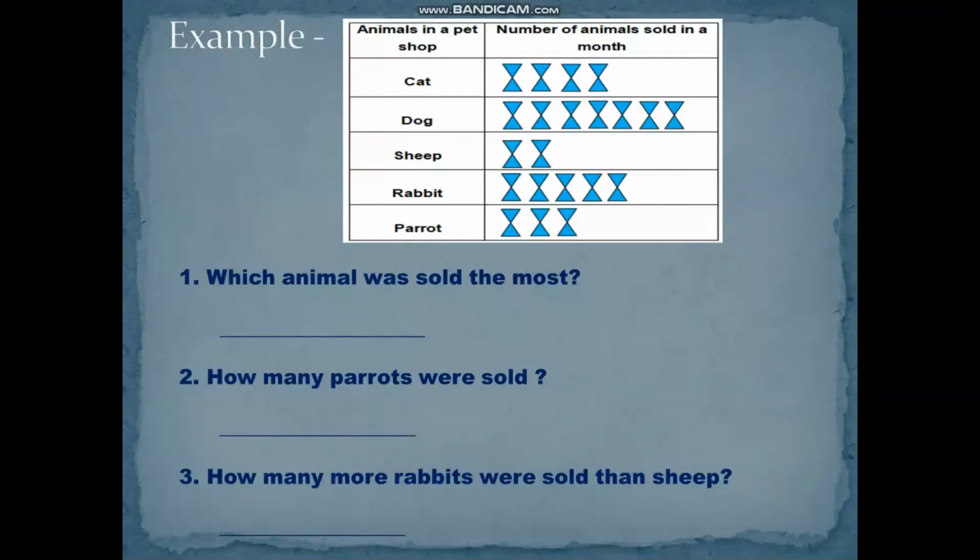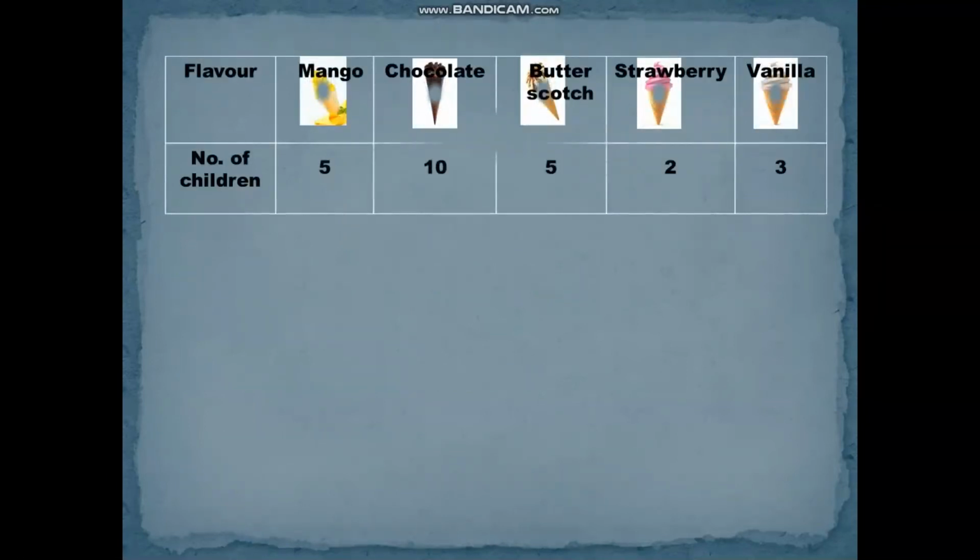Now, for example, which animal was sold the most? Here we can see that it was the dog. Yes. And how many parrots were sold? We can easily come out with the answer 3. And how many more rabbits were sold than sheep? If we look at the table, sheep were 2 and rabbits were 5. So how many more rabbits? 5 minus 2, and the answer comes out to be 3. Understood? Let us understand this by one more example.